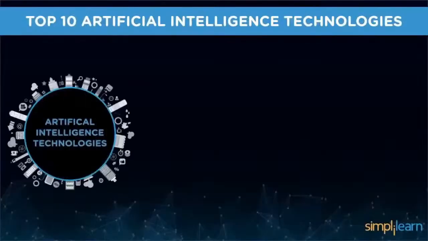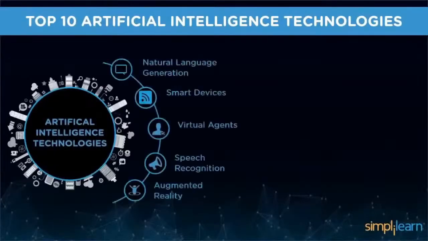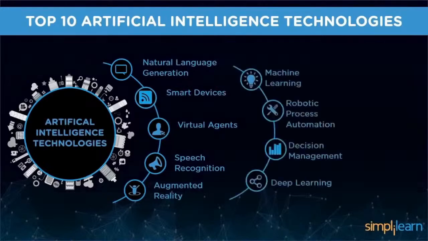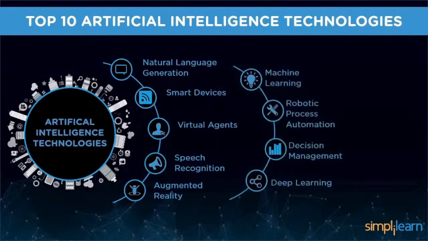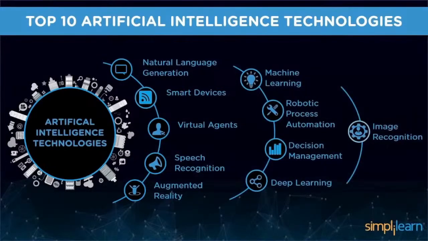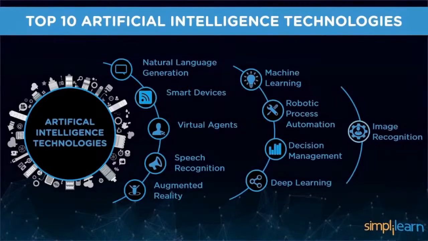In the list we have natural language generation, smart devices, virtual agents, speech recognition, augmented reality, machine learning, robotic process automation, decision management, deep learning, and finally, image recognition. Please note that the list is in no particular order.